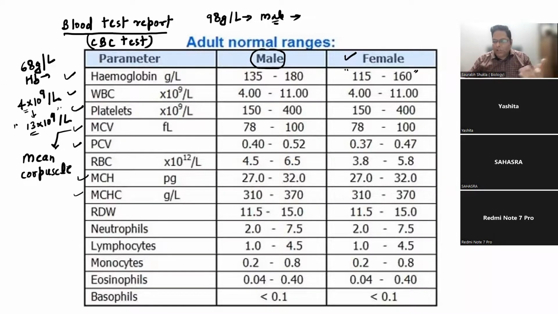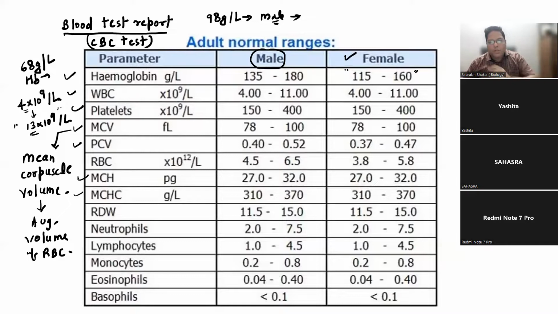In fact, this session is valuable for all grades of students, like 6th, 7th, 8th, 9th, 10th, 11th, 12th. I told you initially at the beginning of this session. So please be careful about this MCV and PCV report also in the blood test. So in the CBC test, yes, beta, the mean corpuscle volume is the correct answer. MCV is the mean corpuscle volume. It's like the average volume of RBC in your blood, and the abbreviation is MCV, the value 78 to 100.